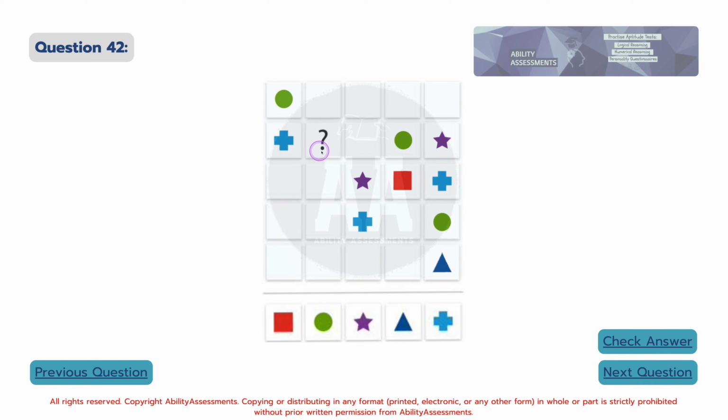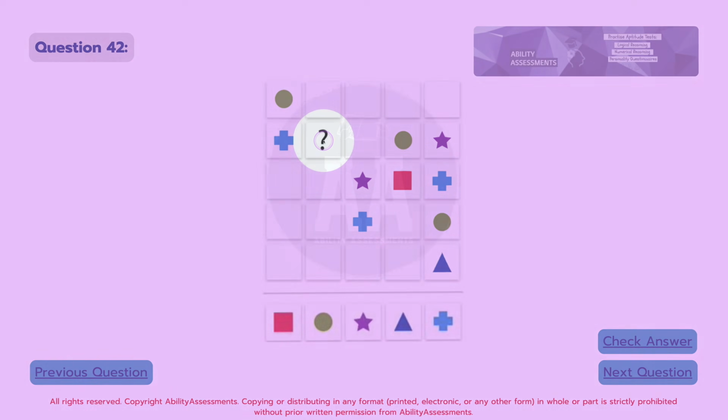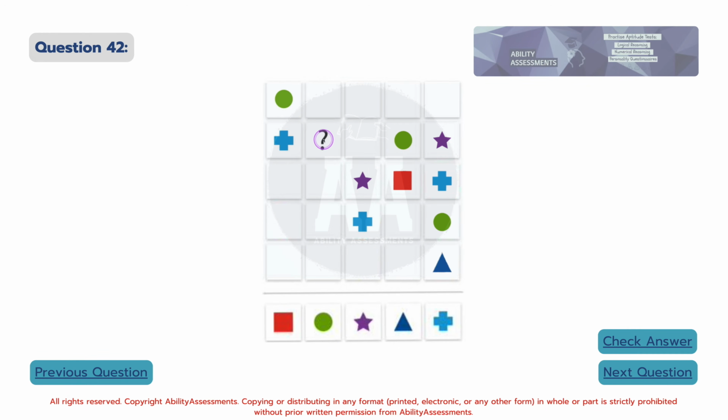Find out what the missing shape is that should be placed in place of this question mark. Pause the video and see if you're able to find out or identify the missing shape before you go through the solution with us. So let's get started.